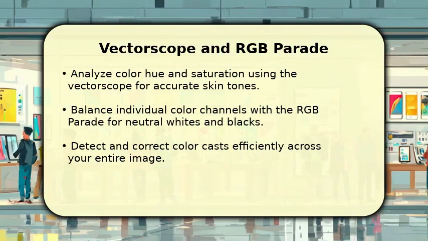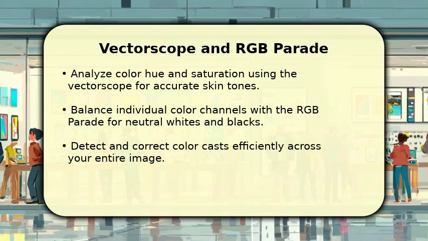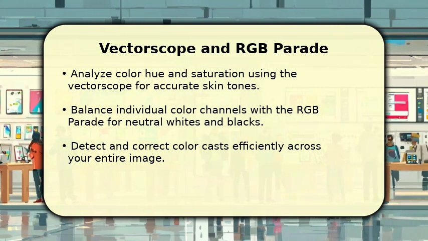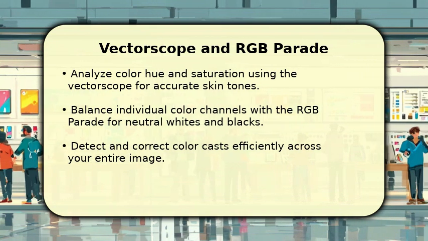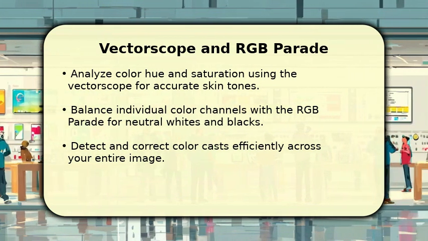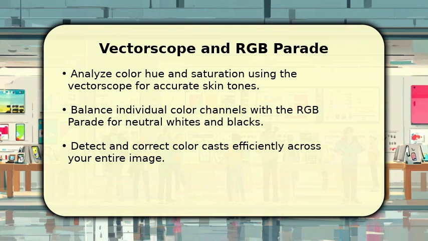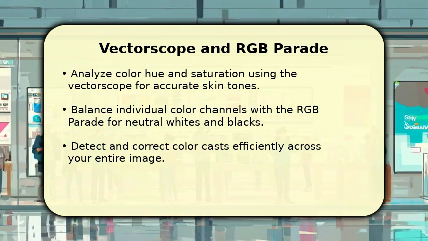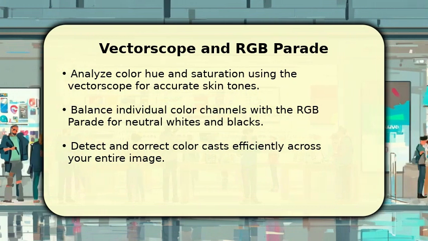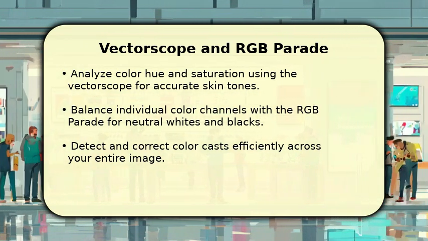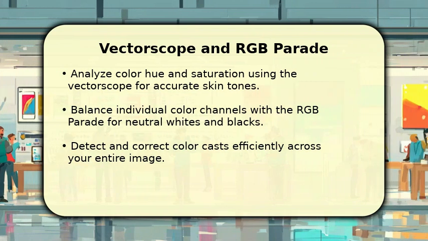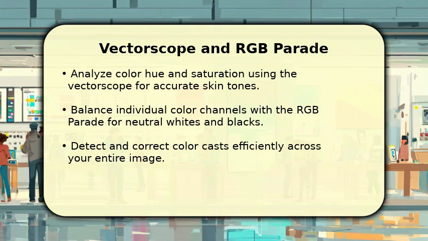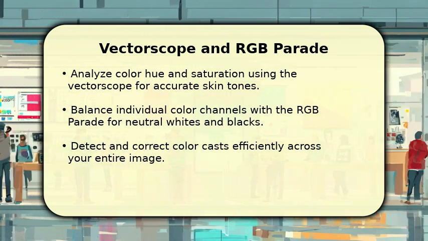Next, let's explore the vectorscope and RGB parade. The vectorscope helps you analyze color hue and saturation. The center represents desaturated colors, while points further out indicate higher saturation. It's crucial for checking skin tones, which typically fall along the skin tone line between yellow and red. The RGB parade, on the other hand, shows the individual red, green, and blue channels as separate waveforms. Use it to balance your colors, ensuring your whites are truly white and your blacks are truly black by aligning the 3 channels.